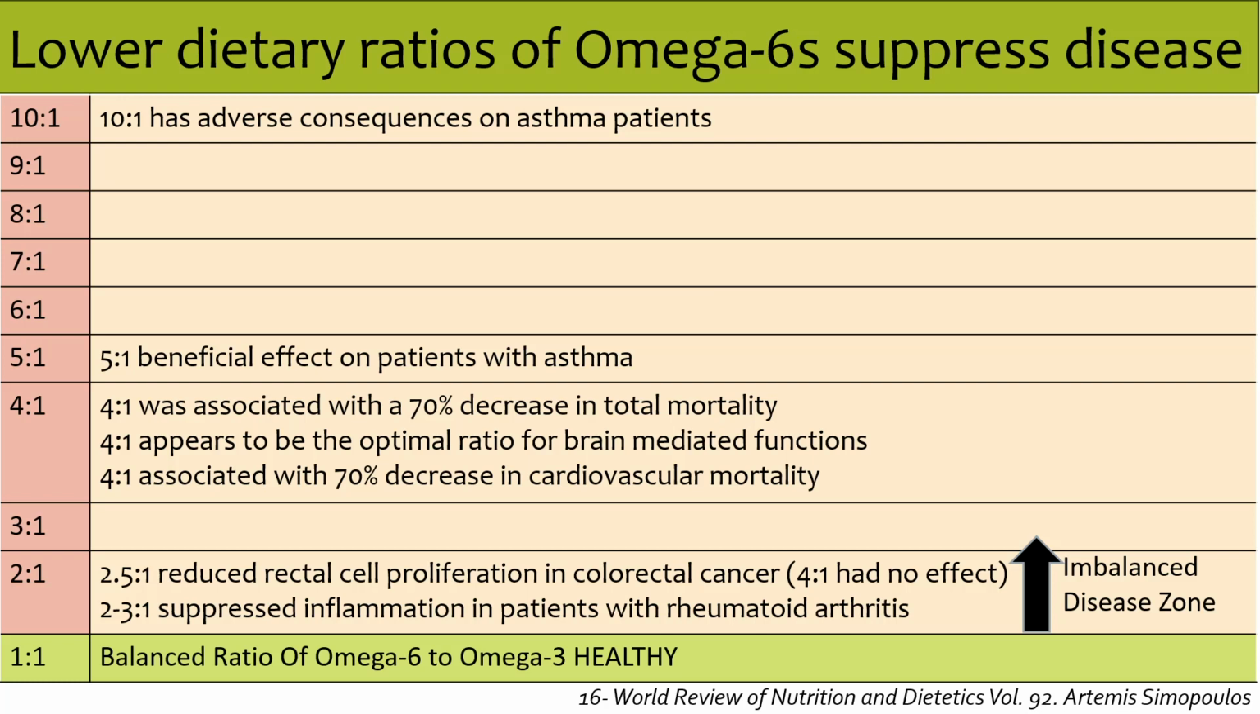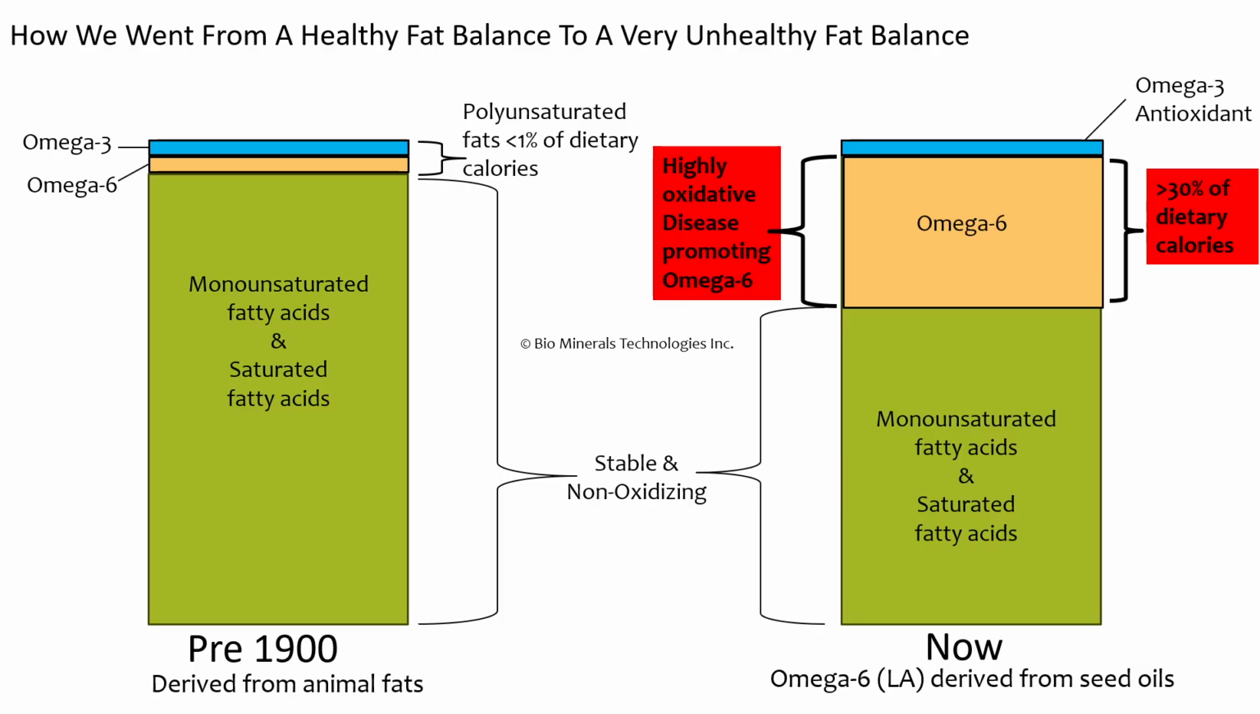At 2 to 3 to 1, there was suppressed inflammation in patients with rheumatoid arthritis. And of course, the healthiest balance that we want to try to achieve in our diets is a ratio of 1 to 1. How did we go from a healthy fat balance to a very unhealthy fat balance?